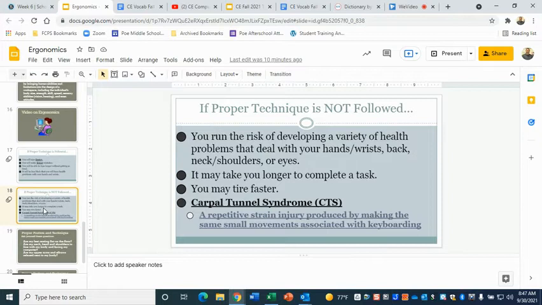If proper technique is not followed, you run the risk of developing a variety of health problems that deal with your hands and wrists, back, neck, shoulders, or eyes. It may take you longer to complete a task. You may tire faster, and you could get carpal tunnel syndrome, which is a repetitive strain injury produced by making the same small movements associated with keyboarding.